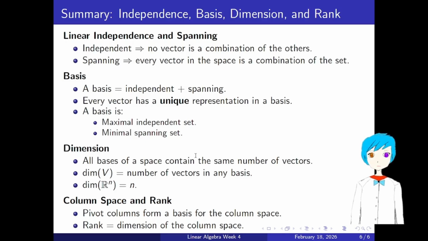All bases of a space contain the same number of vectors, and that number is called the dimensionality of the space, which is the number of vectors in any basis. Specifically, the dimensionality of Rn is n. Pivot columns form a basis for the column space of a matrix, and the rank equals the dimensionality of the column space, also the number of non-zero rows in the echelon form of a matrix.